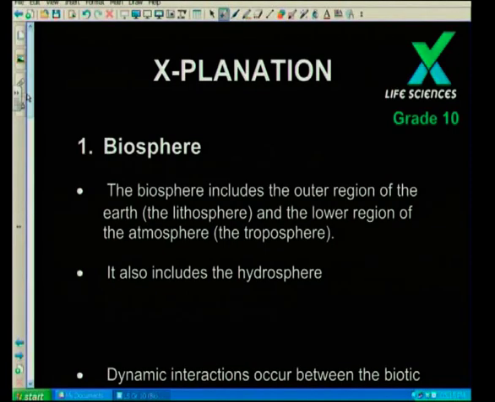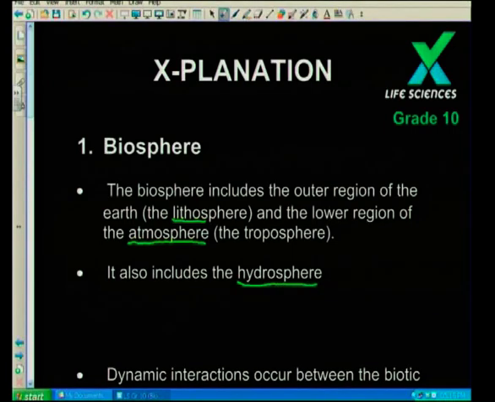Now, remember, we said the biosphere includes the outer region of the Earth, which is the lithosphere. How do we remember lithosphere? L for land, so it's all the soil and all the land. Then the lower region of the atmosphere, and that is the troposphere. I'll show you a diagram later on of the troposphere. That is the lowest surface of the atmosphere. Then it includes the hydrosphere, which is the water. So these three aspects, lithosphere, atmosphere, hydrosphere, make up the big biosphere.